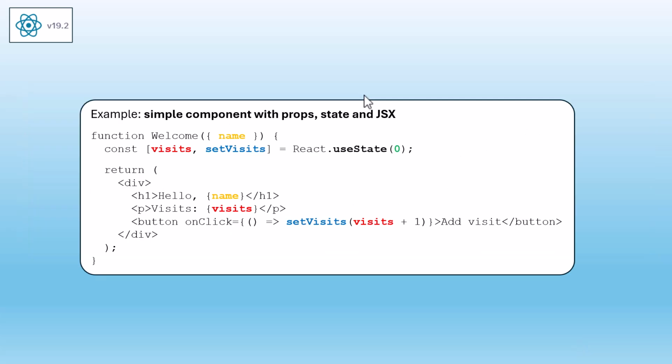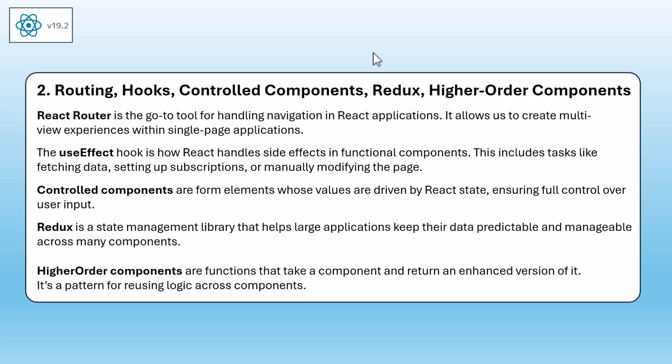The idea of lifting state up means moving shared data to a common parent component so that multiple child components can access and synchronize around the same information. When we modify state, we use a specific function that triggers a re-render of the component, ensuring the interface stays up to date. 2. Routing, hooks, controlled components, Redux, higher-order components.